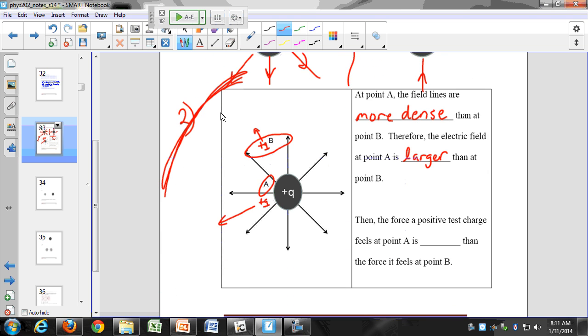All right. So I've already said this, but the force a positive test charge feels is larger than it feels in part B.